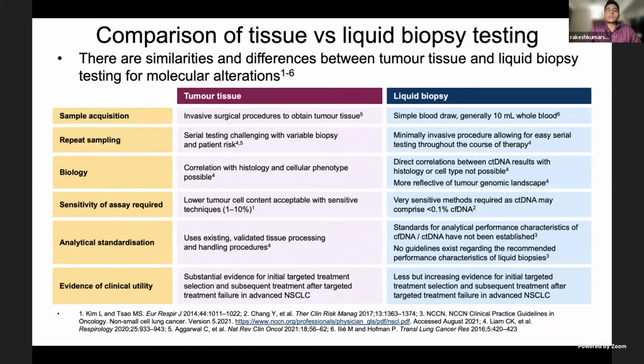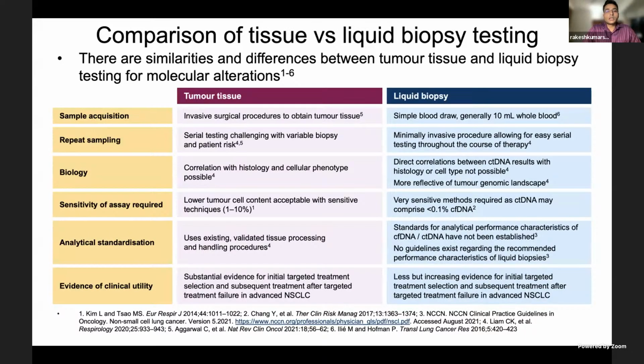So, a brief comparison of tumor tissue versus liquid biopsy. With liquid biopsy, getting a sample is very easy. About a 10 ml blood sample is needed. It can be easily repeated without any inconvenience to the patient. Repeated biopsy is somewhat inconvenient to the patients. Biology: tissue correlates with histology and cellular phenotype, whereas in liquid biopsy, a direct correlation between ctDNA and histology may not be possible.